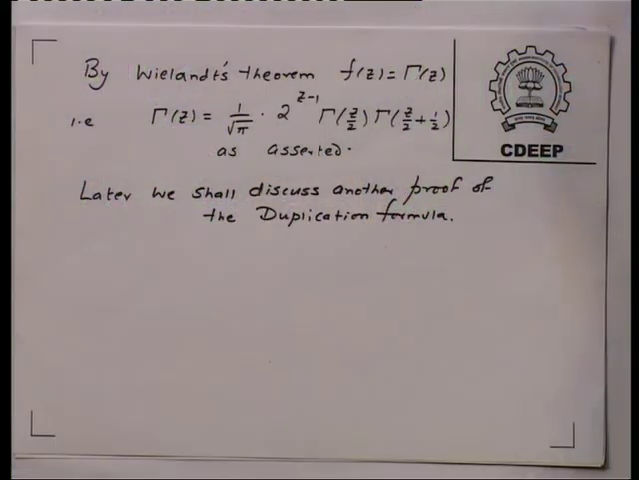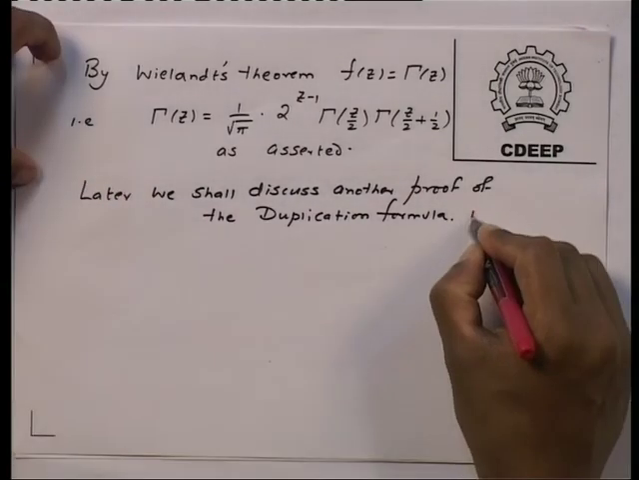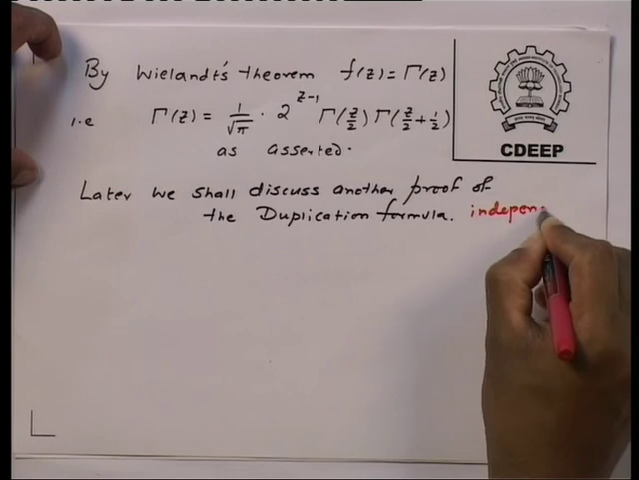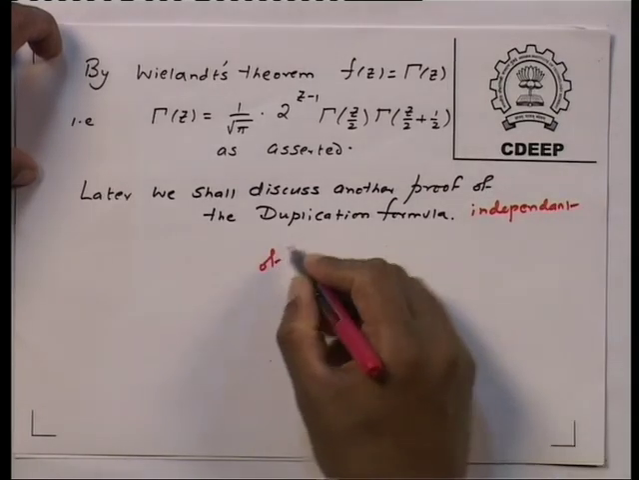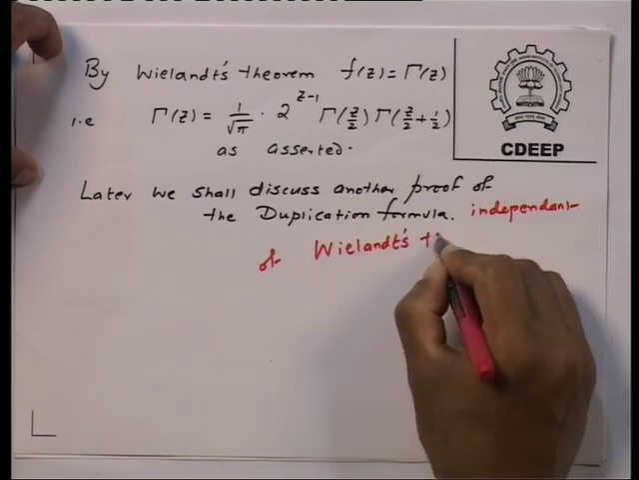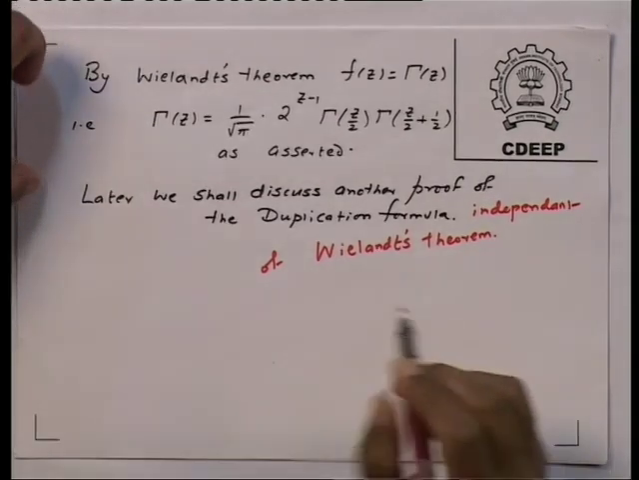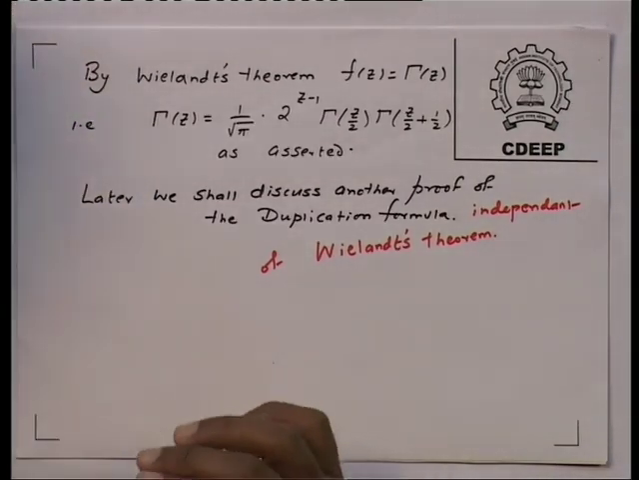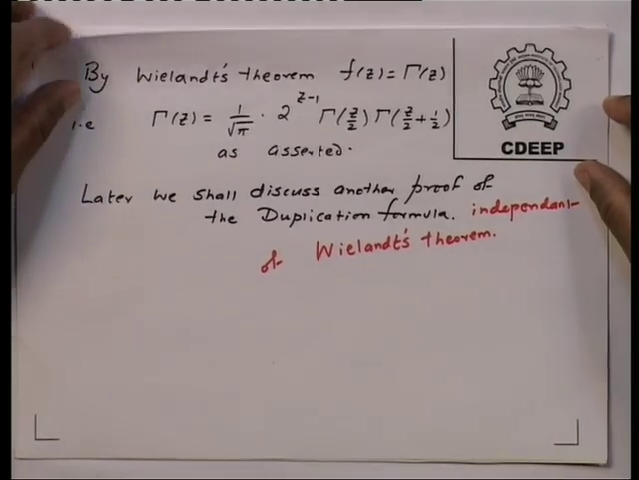Okay, so the conclusion is that by Wielandt's theorem, f of z equal to gamma z, that is, gamma z is 1 over root pi, 2 to the power z minus 1, gamma z by 2, gamma z by 2 plus half, as asserted. Later on, we shall give another proof of the duplication formula that does not use Wielandt's theorem, independent of Wielandt's theorem. We shall give a second proof. Clear? All right. Let us proceed further.